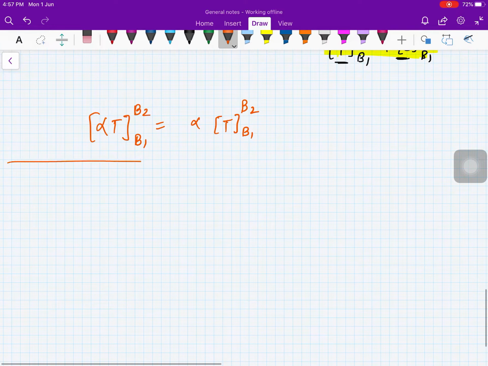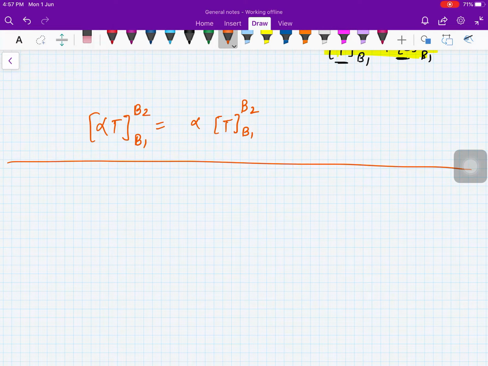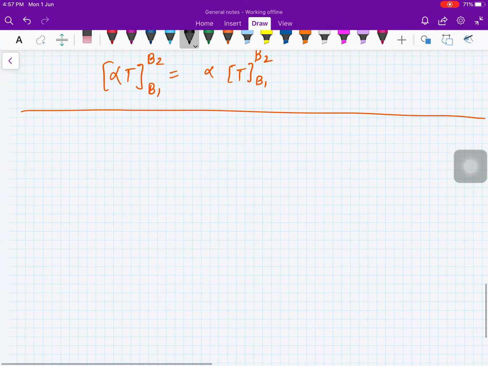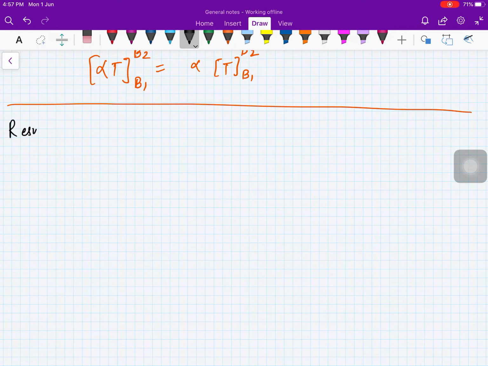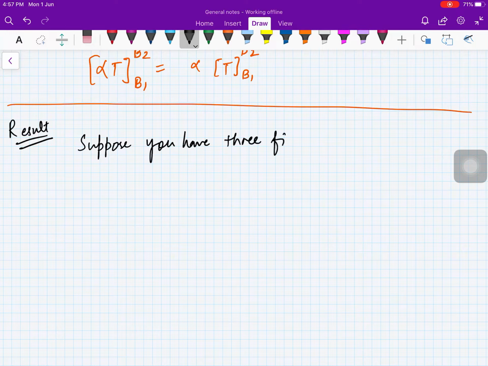Now let us look at another result related to the composition of linear transformations. So we have a situation like this. Suppose you have, let me write the result. It is actually a theorem. You can write it as result or theorem, whatever you want. Suppose you have three finite dimensional vector spaces.